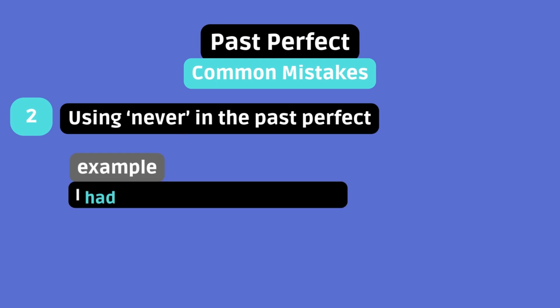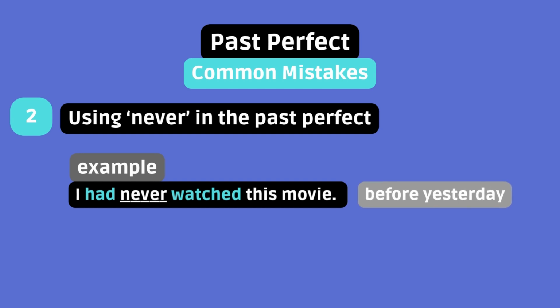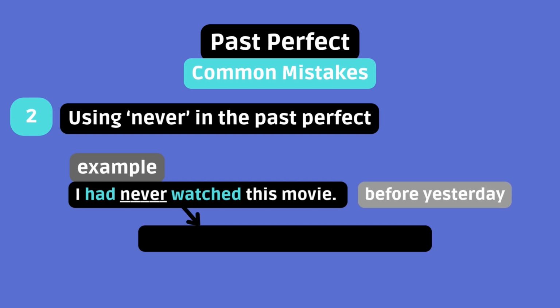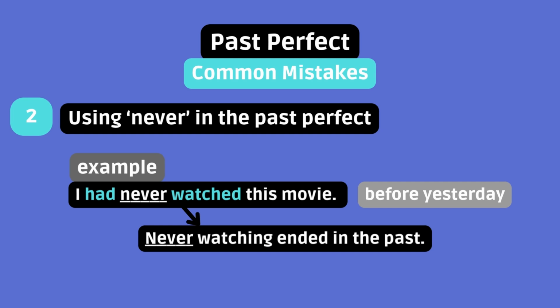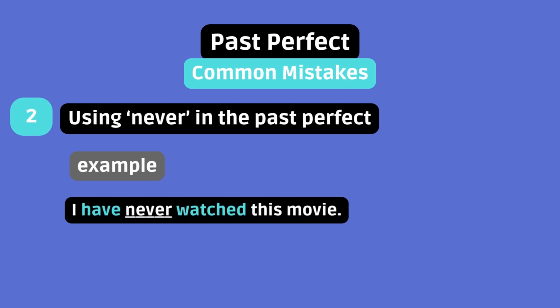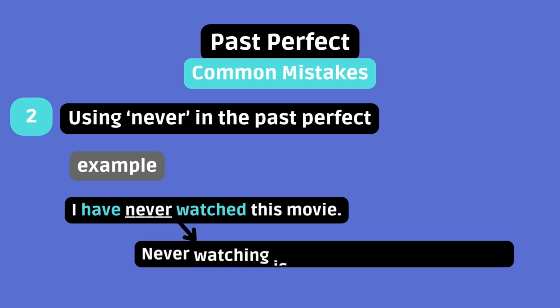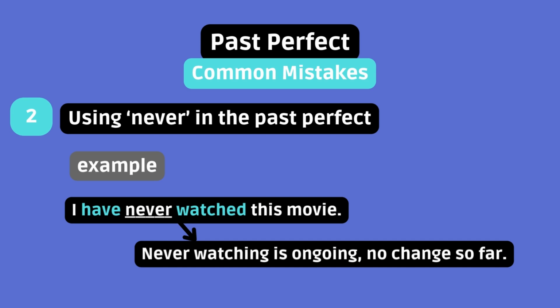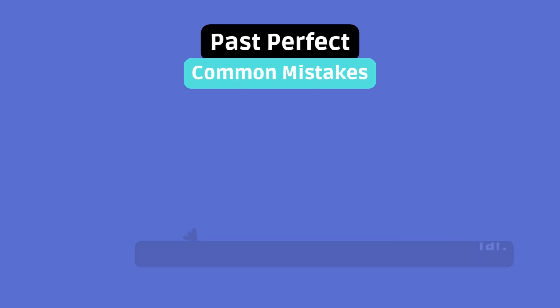Example: I had never watched this movie before yesterday. Never watching ended in the past, yesterday. I have never watched this movie. Never watching is ongoing, no change so far.